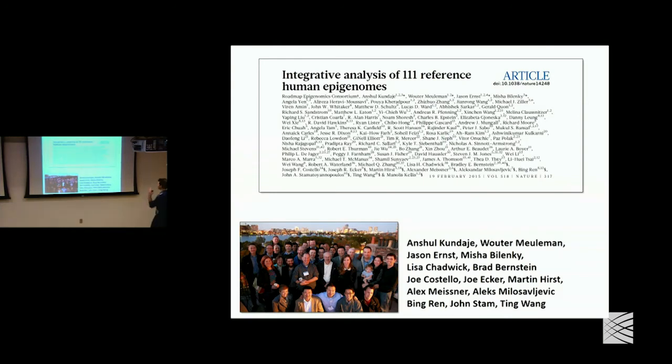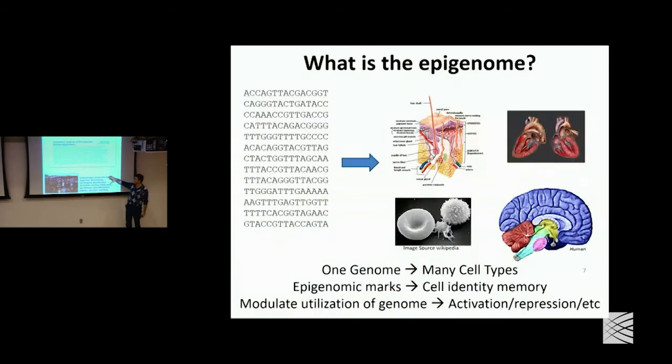All right. So number one, understanding the epigenome. So this is an incredible collaboration, the Roadmap Epigenomics project. It involves folks like John Stamatoyannopoulos, Alex Milosavljevic, Alex Meissner, Brad Bernstein, Joe Costello, Joe Ecker, just an incredible group of individuals, Martin Hirst. And we basically together gathered as a group to understand this fundamental problem of how does a single genetic code give rise to this huge diversity of cell types in the human body.